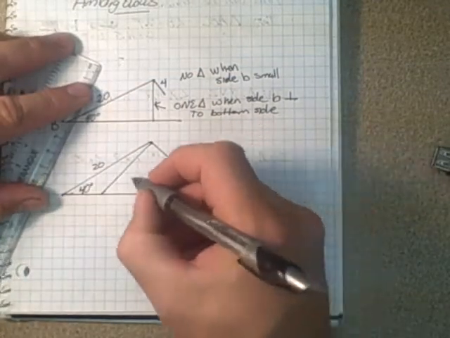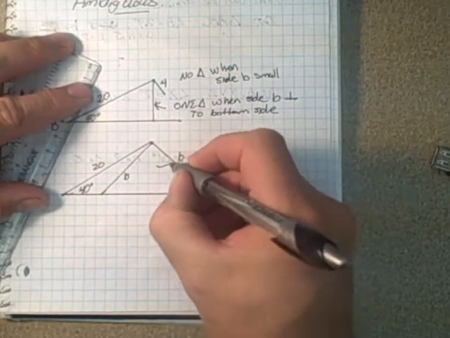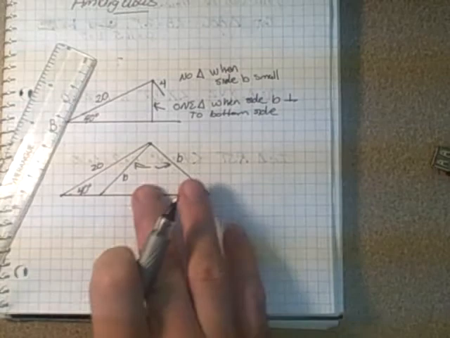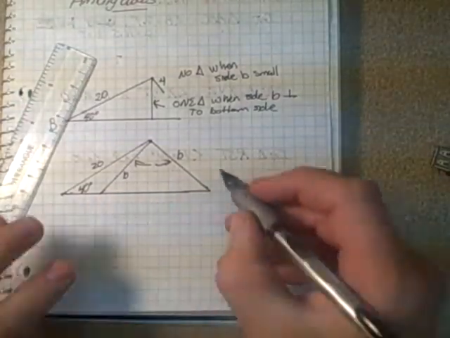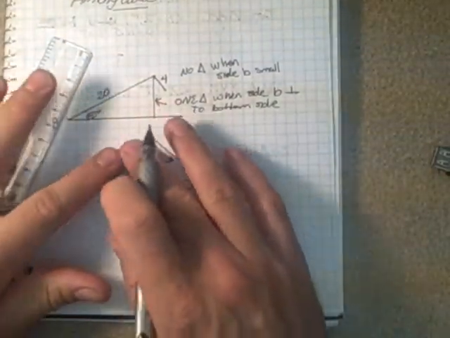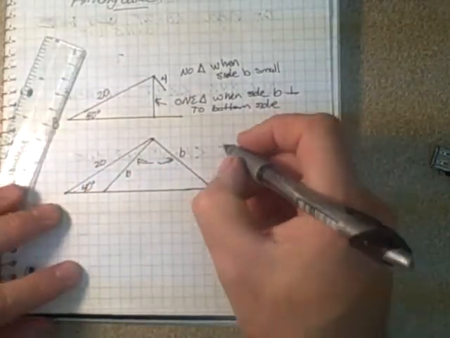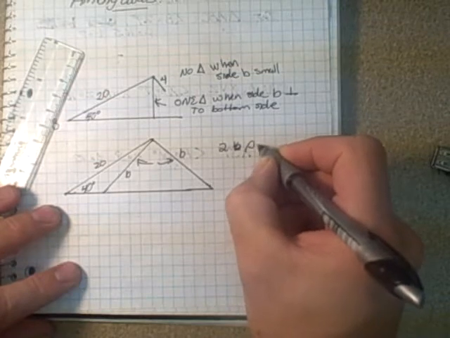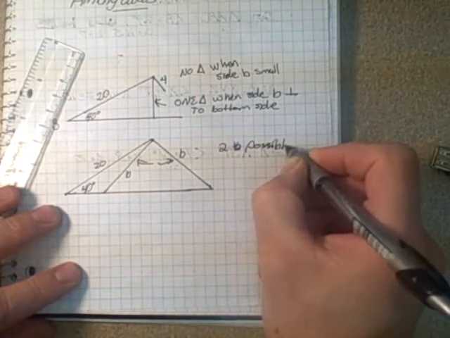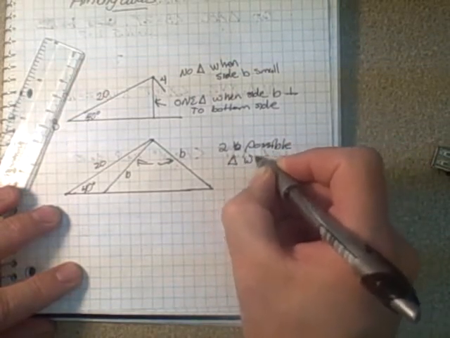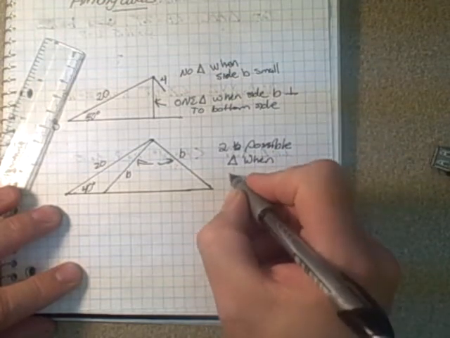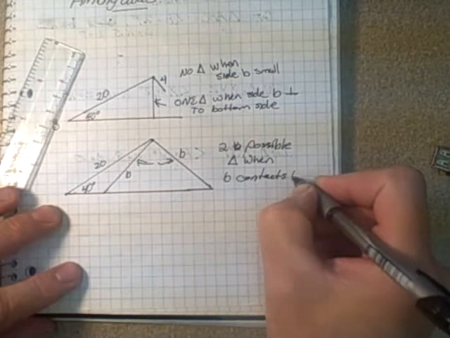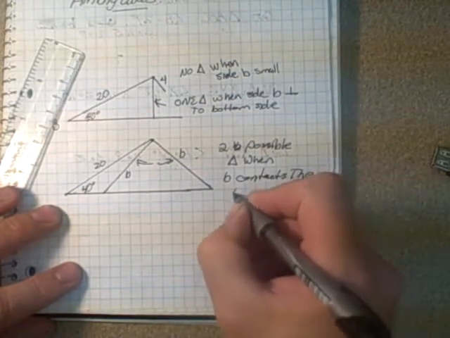You can have a triangle here and a triangle here when B has the perfect length to touch the bottom side twice. So you have this triangle here and this whole big triangle. So sometimes there are two possible triangles, when B contacts the bottom side twice.